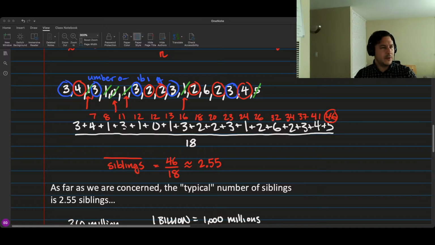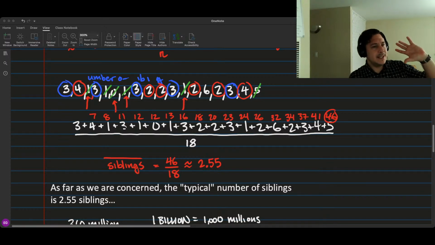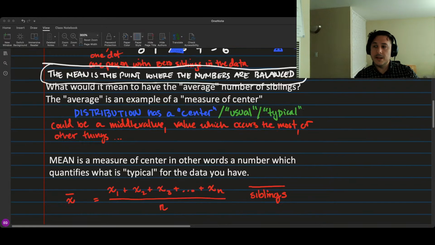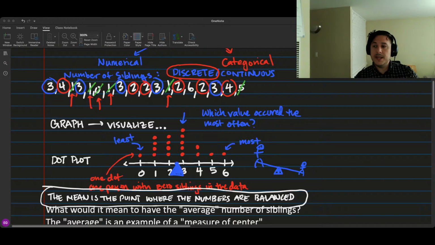And we talked about how this is sort of weird because you can't have 2.55 siblings. So what does it mean to say typically people have 2.55 siblings? Forget about that for now. We'll get back to that in the future. There's some issues with using the mean for this, but it gives you an idea. And we also discussed why the mean was important.